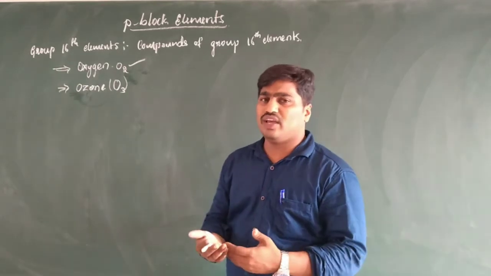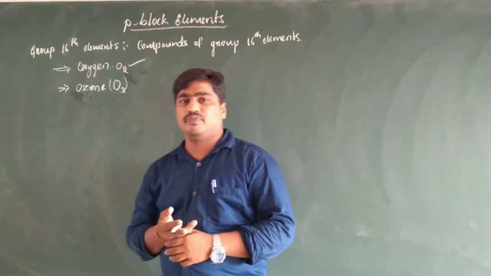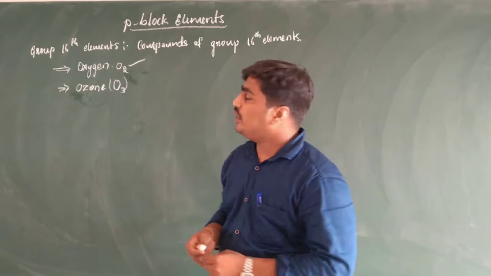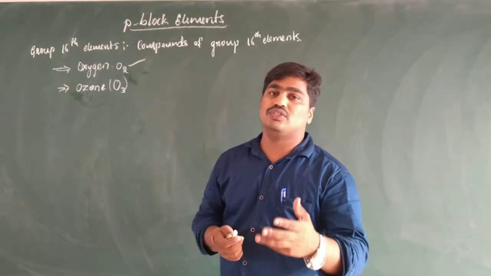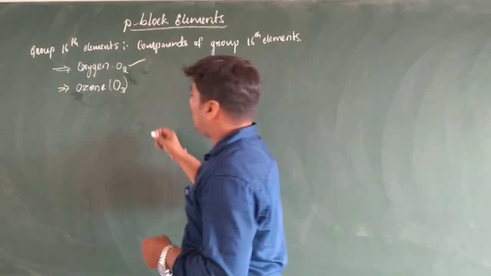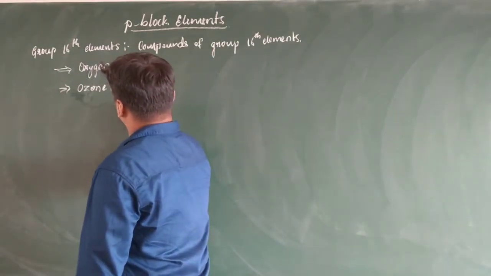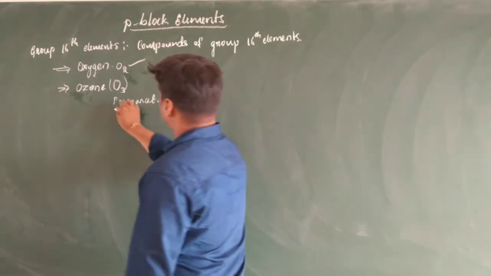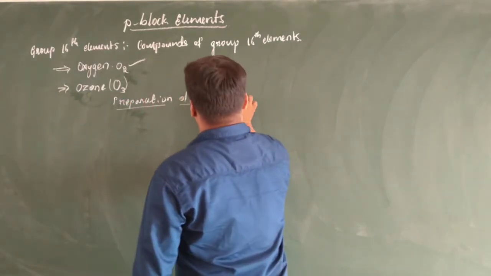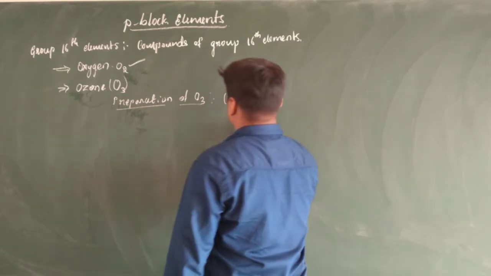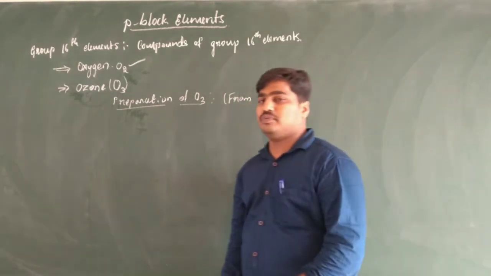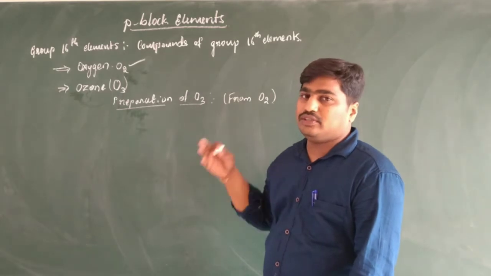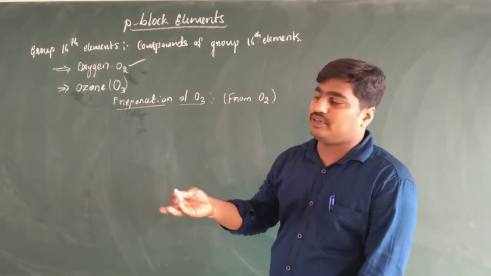O3: how is O3 formed? Generally, O3 is formed from oxygen. How do we manufacture O3? Let us discuss the preparation of ozone. Ozone is prepared from oxygen. In the stratosphere, generally it is formed from oxygen. It is more than 20 kilometers far from the earth's surface.